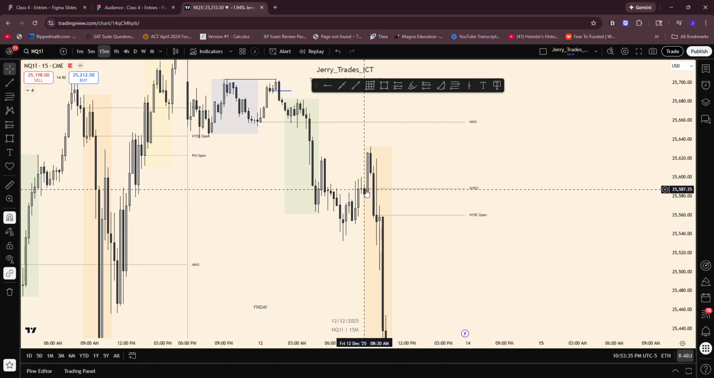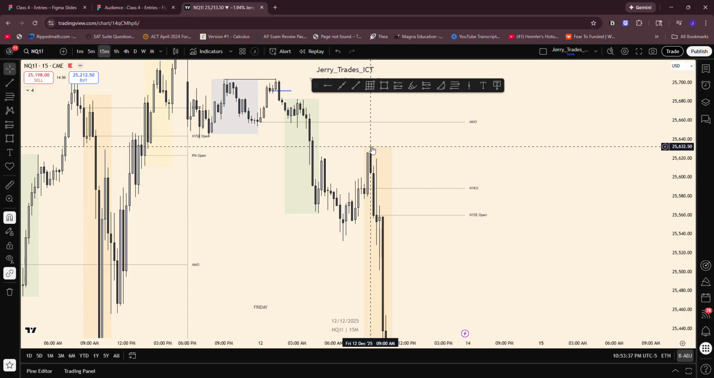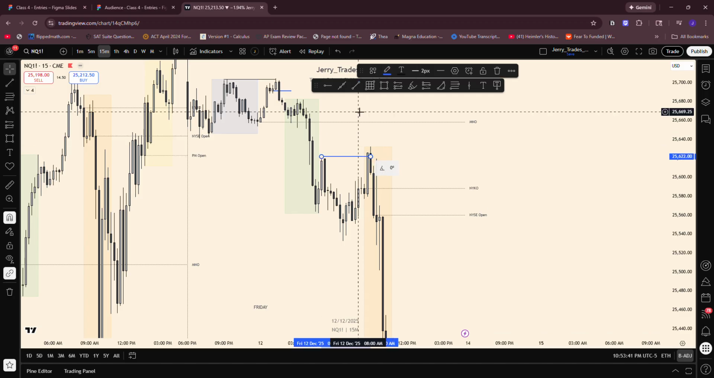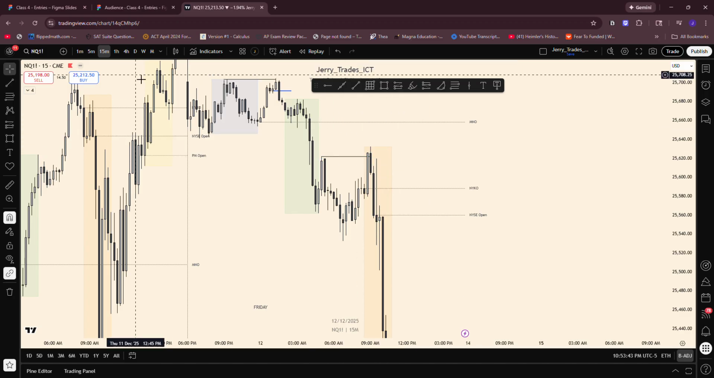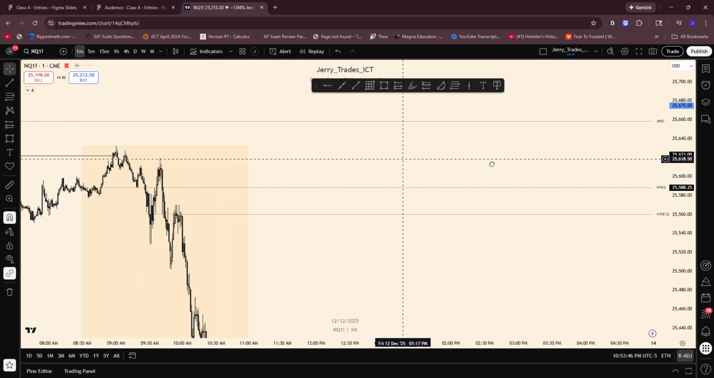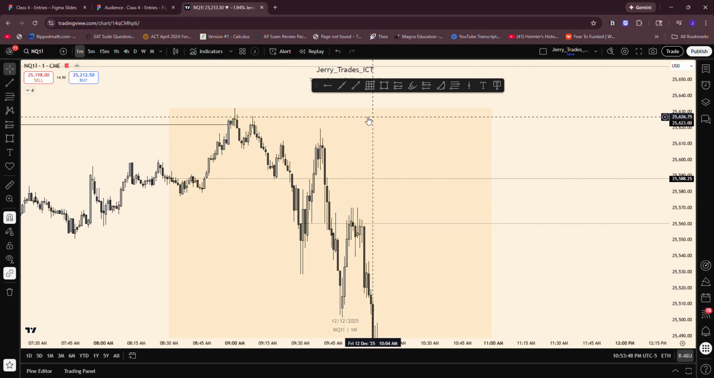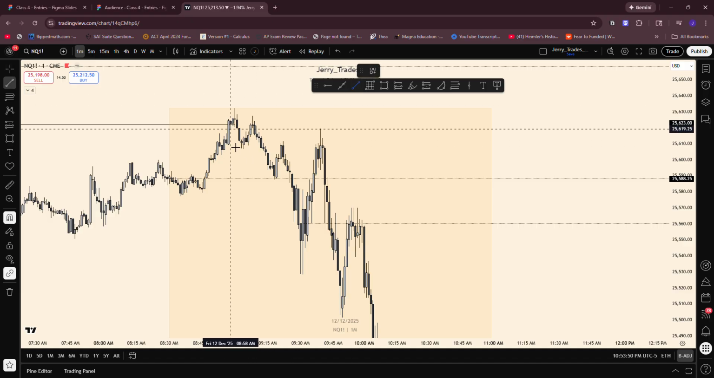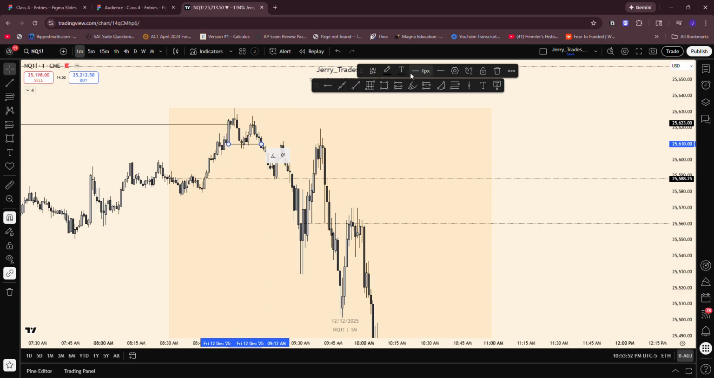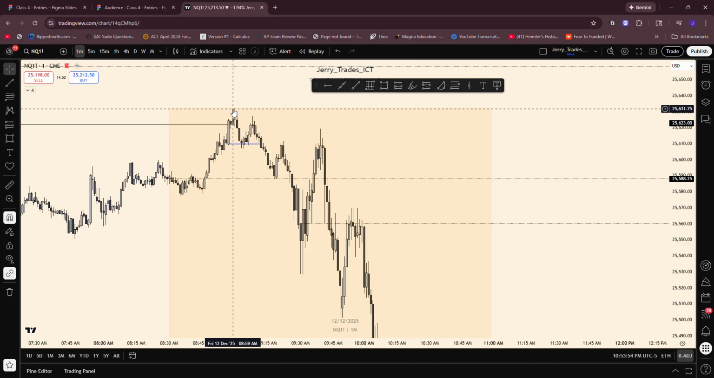We expand lower in London, right? And then we can kind of see our key opens doing their job, right? And New York 8:30, we manipulate higher, taking out this high, right? So we take out this high, we take out that high, we drop down to the 1 minute, right? So we have our change in state delivery right here.